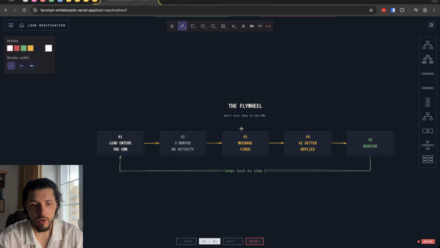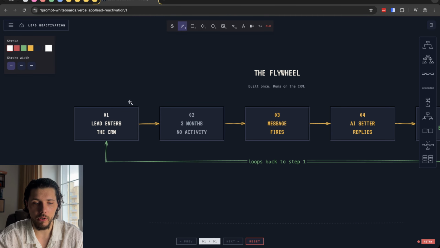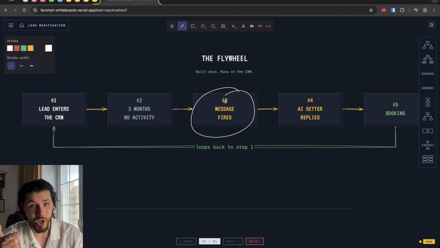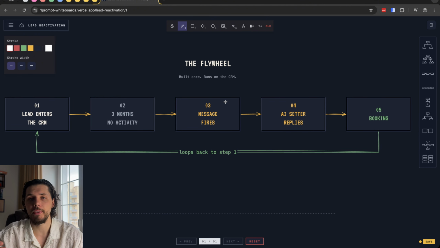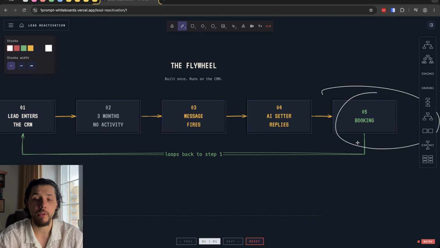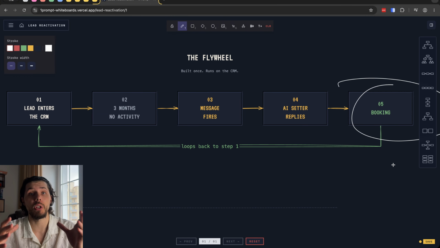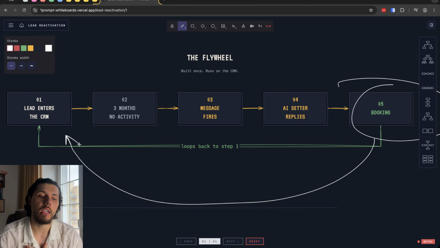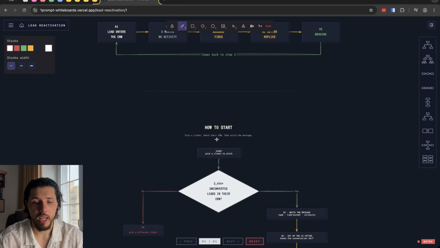Okay, so this is basically like a flywheel. The lead enters, 3 months of no activity, then you trigger. Ideally you need to have a trigger. If not, then you're going to be doing it manually through the VA. The AI setter gets the reply, books an appointment. For those who you were not able to book, or who didn't reply, you feed them back into the CRM with a specific tag, and the loop essentially ends.